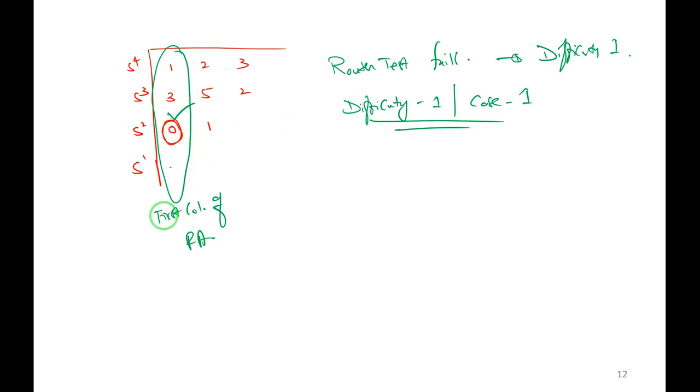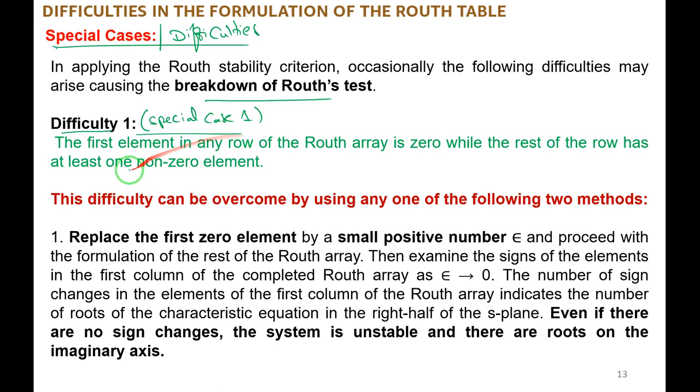If any one element in the first column of the Routh array is 0, then that is difficulty 1 or case 1. The same thing has been told here: the first element in any row of the Routh array is 0, while the rest of the row has at least one non-zero element. This we call difficulty 1 or special case 1. How to overcome it? The difficulty can be overcome. I will not explain all these things; it is better that I take one numerical and explain this, because we will be solving problems based on this.